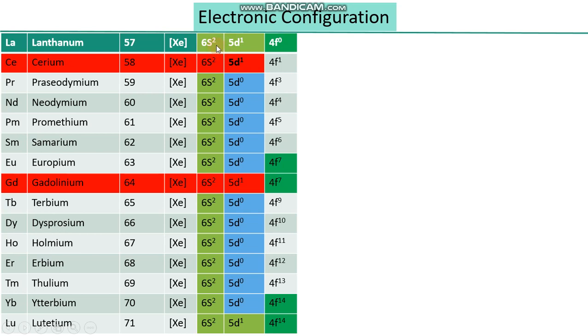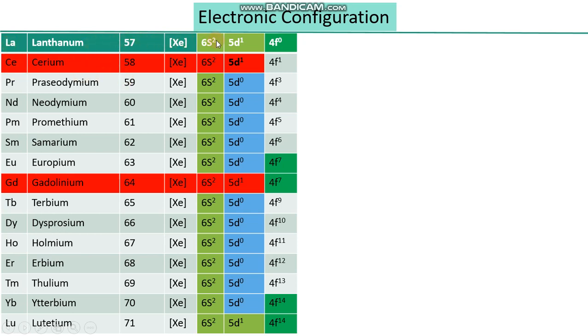Therefore, lanthanum has also been included in the series. So it makes the total number of elements in the series 15, not 14. But actually, the lanthanides start from cerium to lutetium, not from lanthanum.